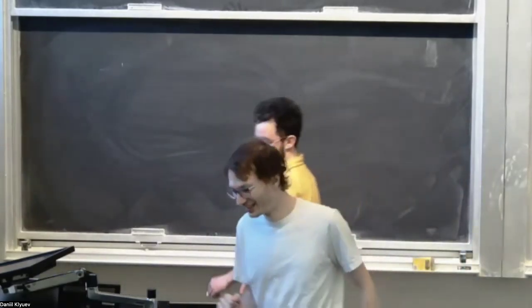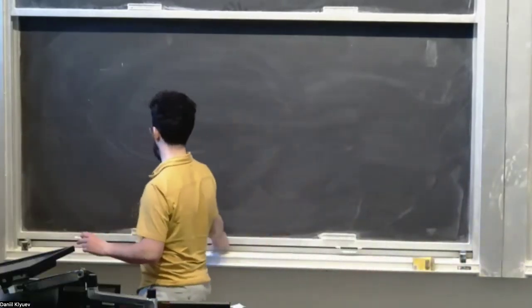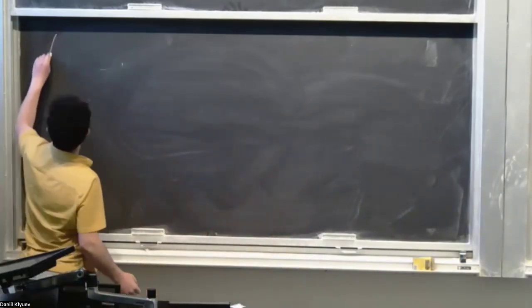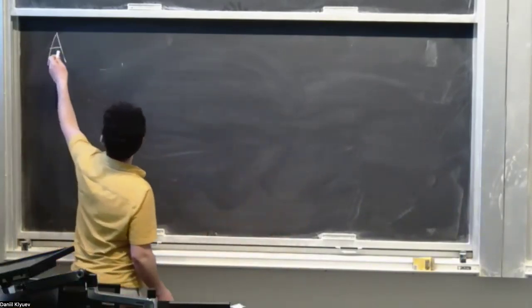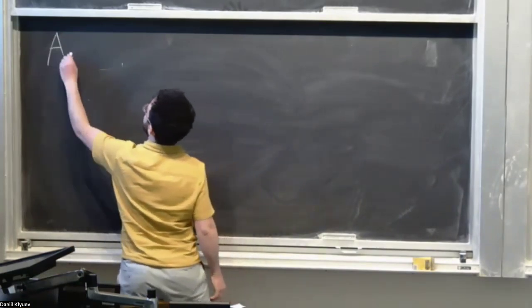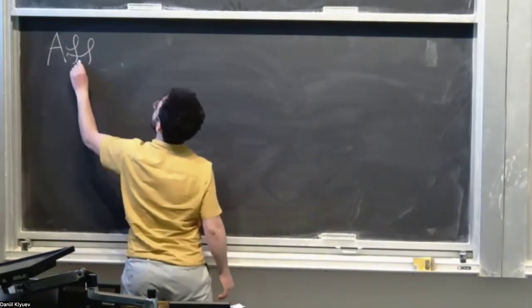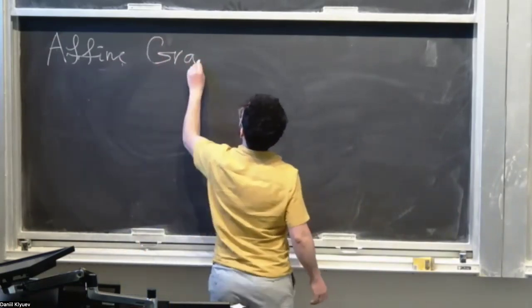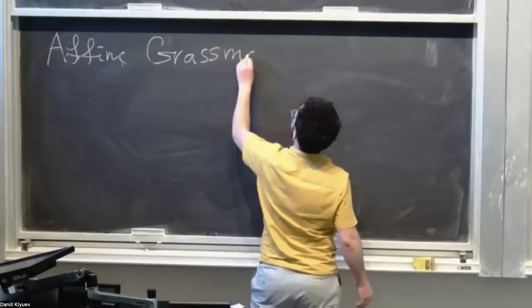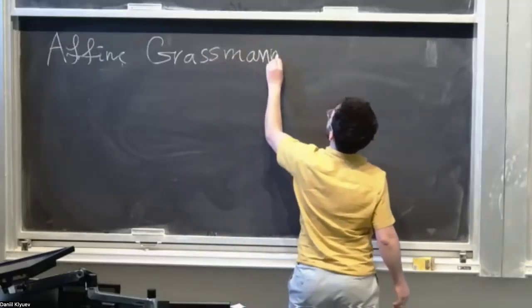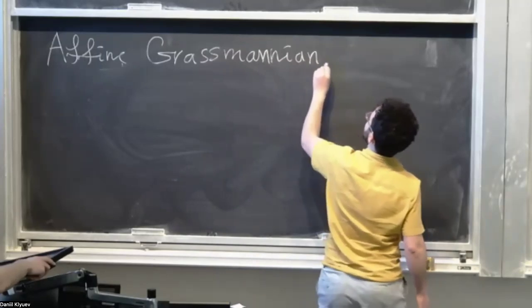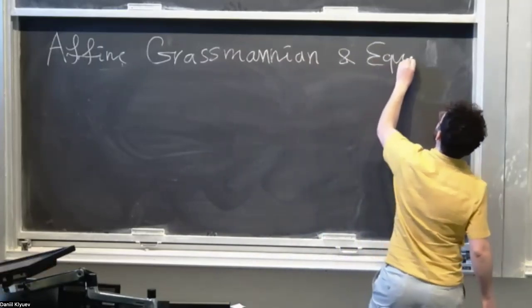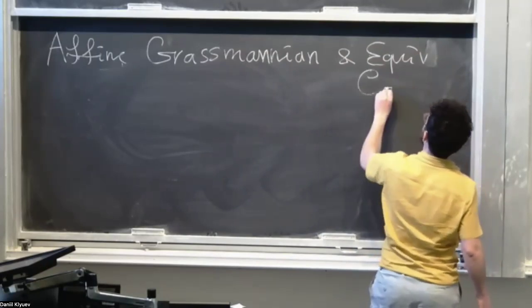Yes, thank you. As Daniel said, there's going to be affine Grassmannian, and there's going to be cohomology. I don't know how much I'm going to talk about the affine flag variety, but we'll see. So please, affine Grassmannian, which is with two S's and two N's. Very important. Equivariant cohomology.